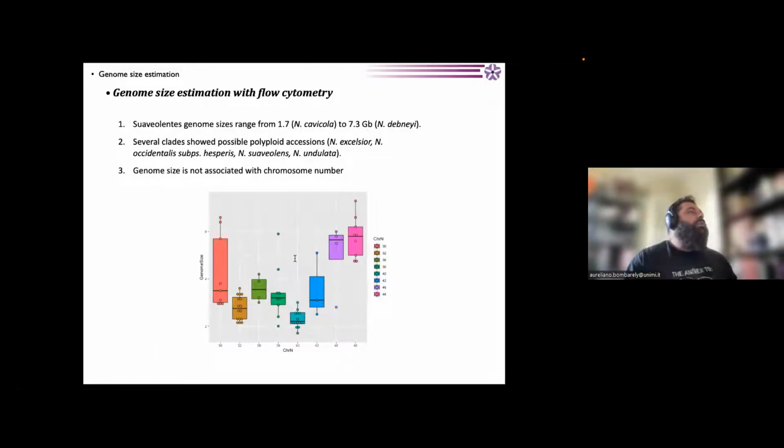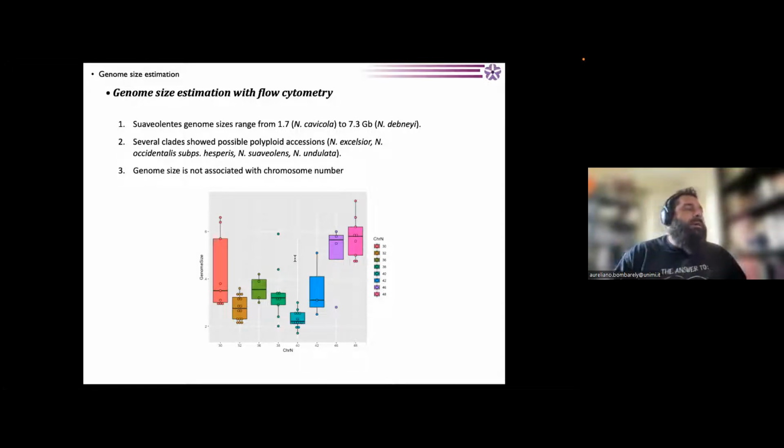So we found that the Suaveolentes section goes in genome size from 1.7 for Nicotiana cavicola to, at least according to our estimation, 7.3 for Nicotiana debneyi or Nicotiana forsteri. We found that several clades show possible polyploid accessions. We found Nicotiana excelsior with the expected genome size, and a different accession with twice that size. We are still not sure why, but we repeated the measures and found the same, so we don't know if some of them can undergo endoduplication in the leaves or through any other processes.